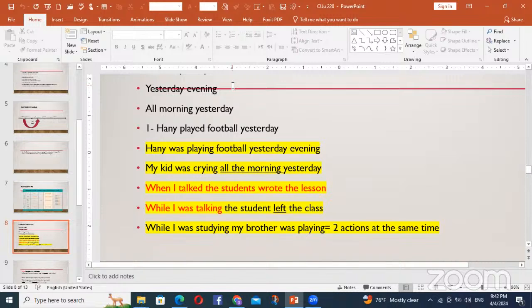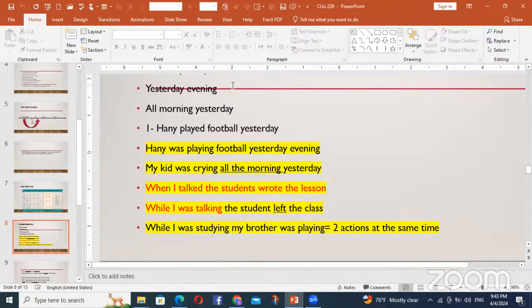In number 1 it says Hani played football yesterday. Hani was playing football yesterday evening. It means this is the period of time only, yesterday evening. Evening is a period of time because it goes from 6 o'clock until 11 p.m. But yesterday is a specified time in the past, so here we don't show the duration. But when I say evening, I show the duration of the action, which is the whole evening.